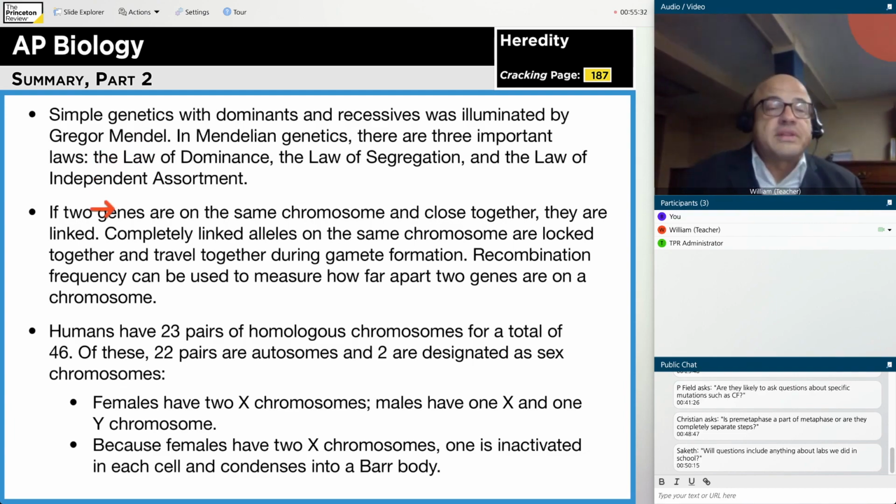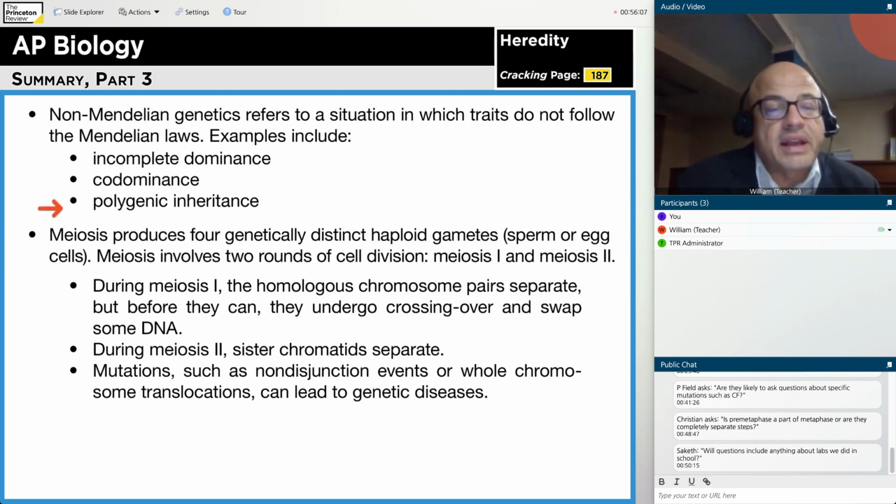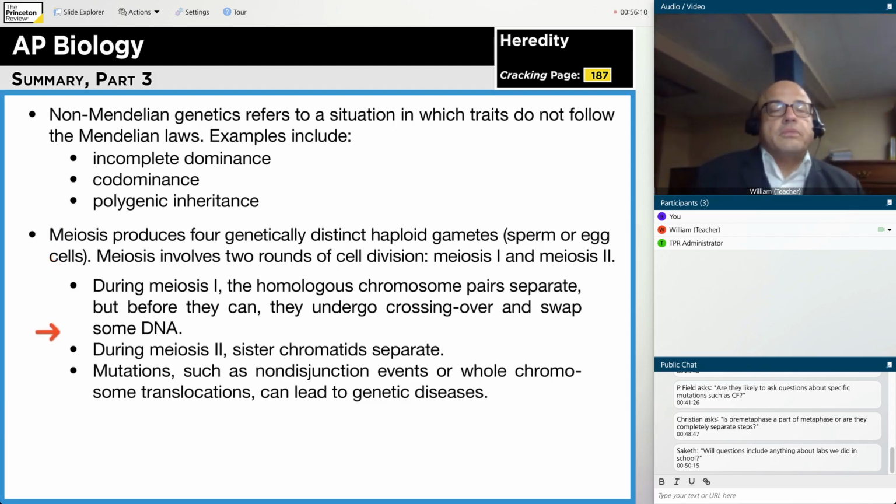And if two genes are on the same chromosome, they could be linked, of course, and they travel together during gamete formation. 23 pairs are going to give you 46: 22 autosomes, and you have the two that are the sex chromosomes. As you know, the two X's give you a female, and the Y is the male. Importance: notice that you have a condensing of a Barr body that just gets dissipated. Non-Mendelian are incomplete dominance, codominance, and polygenic inheritance, and a couple of other ideas that we talked about with meiosis 1 and 2.